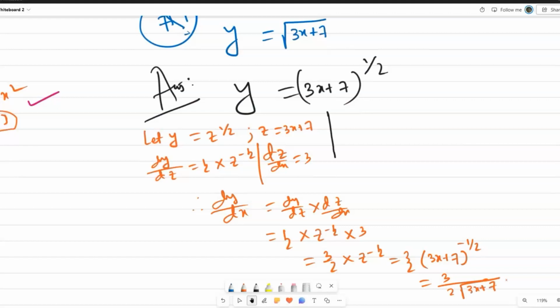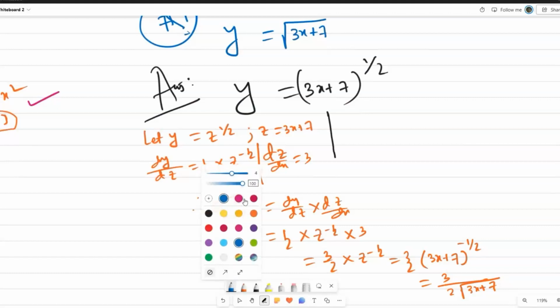Clear to you? Understand? Yes. I've just done it by using chain rule. But if I don't want to use chain rule, then you can write it without letting anything. Here we just do it mentally.